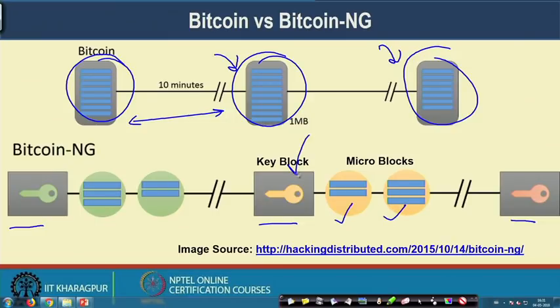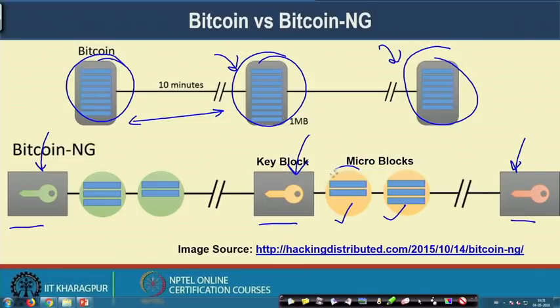Now, these key blocks are generated by the proof of work mechanism, and the idea here is that in every proof of work round you generate one key block, and that key block will contain the public key of the miner who has been able to solve the challenge.